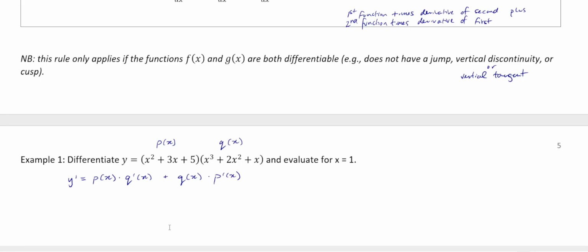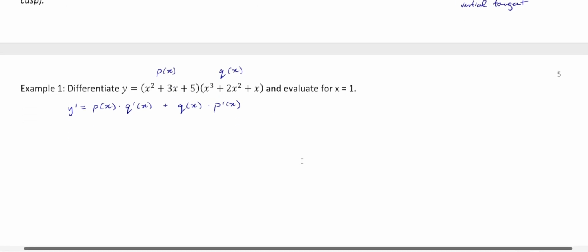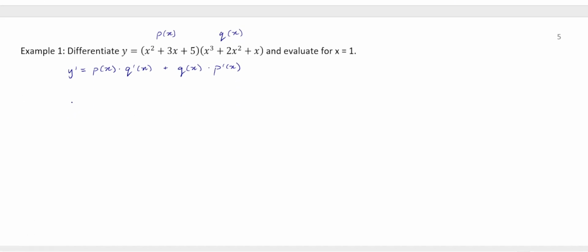That's all. That's the product rule. So let's put that together. What does that mean? Okay, well, y prime, my first function stays the same, x squared plus 3x plus 5. And now I'm going to take the derivative of the second function, and I'm going to use my derivative rules. That right there should be 3x squared. That should be 4x, and that's just 1.